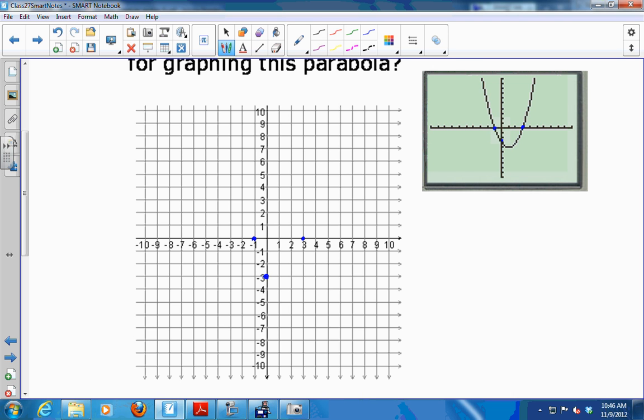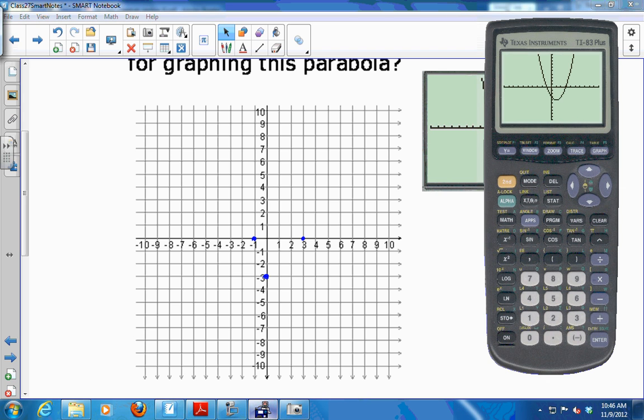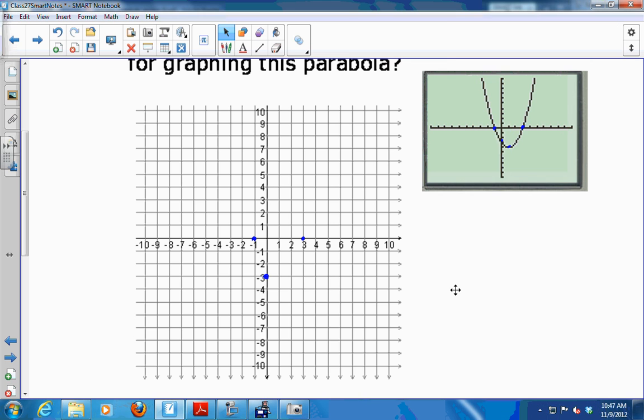And then what other point would be important? Yeah, the minimum, this point right here, which looks like I could eyeball it. It looks like it's at 1, -4, but we could have the calculator do it exactly using the minimum command in the calculate menu. We just give a left bound and a right bound and a guess. And it does look like 1, -4. So those are 4 important points: x-intercepts, y-intercept, and the minimum.